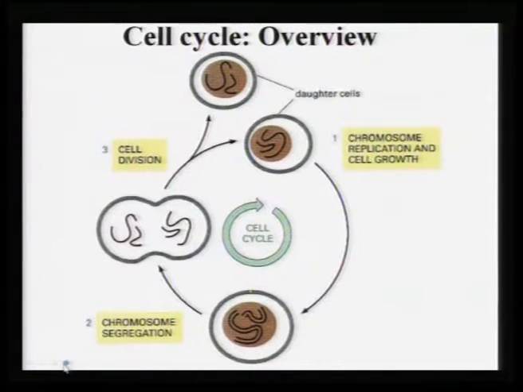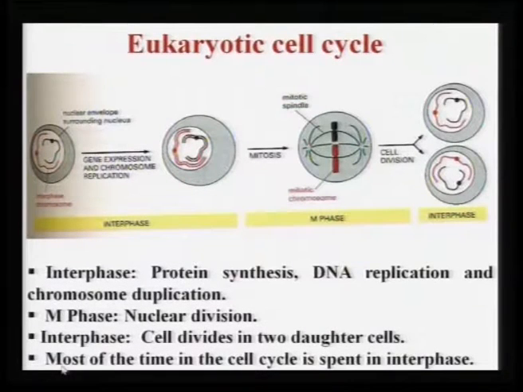Now, this is the overview of the cell cycle. What you see here is that there is chromosome replication and cell growth taking place, and there is also chromosome segregation here. This will be followed by what is called the cytokinesis stage, and then that will be followed by the cell division into daughter cells. So, this is cytokinesis, the division of the cytoplasm itself. This is the eukaryotic cell cycle, that means the nucleated cells, not the bacteria, that is prokaryotic.